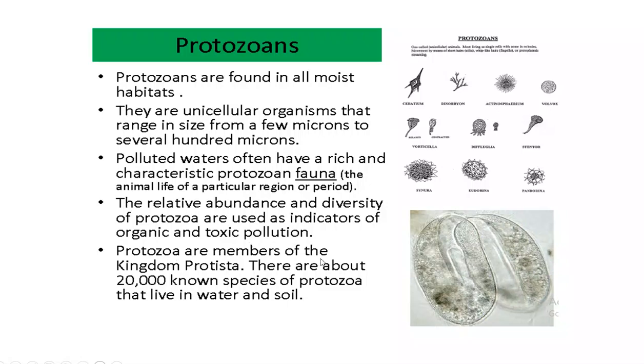Protozoa are members of the kingdom Protista. There are about 20,000 known species of protozoa that live in water and soil. Here you can see protozoa images in different forms, and here we have a big image for simple clarification. So we have different sorts of protozoa, which can be found in moist and other habitats.